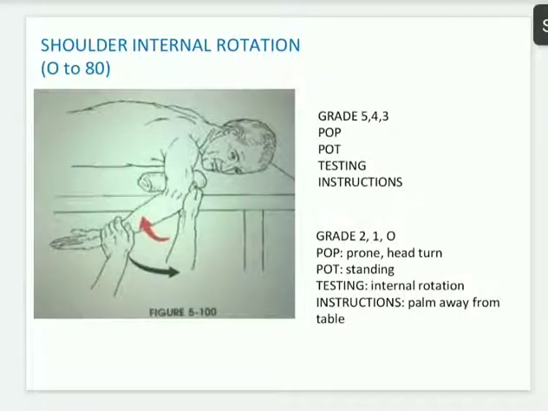So these are the MMT testing for your shoulder actions and their muscles that you should write up. When they ask in the exam, write the side headings as position of patient, position of therapist, testing, instructions to the patient, and gradings, all the 5-4-3-2-1-0 gradings. With some diagrams it is also good, so the examiner, the evaluator, can understand easily and give good marks.